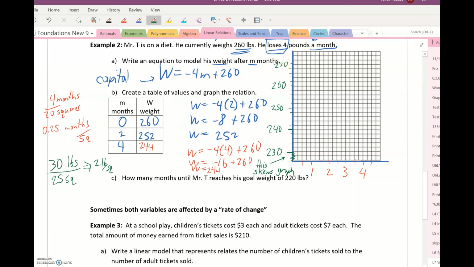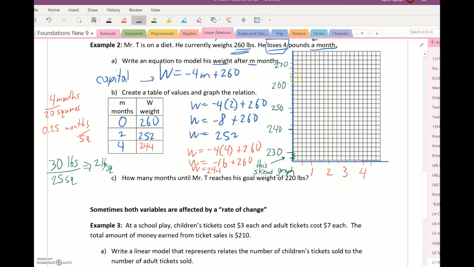Now looking at my graph, I am going to be spread out. I have enough space, so this looks like a better grid for me rather than going up by 1.5s, which can be a little bit more challenging. So you've got to pick your grid smart.